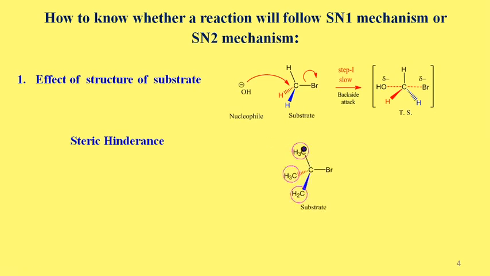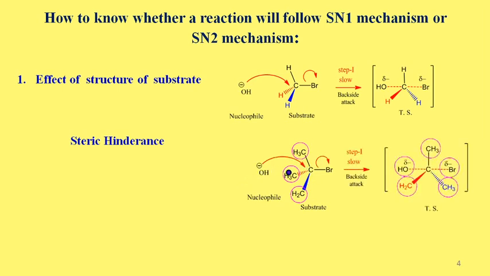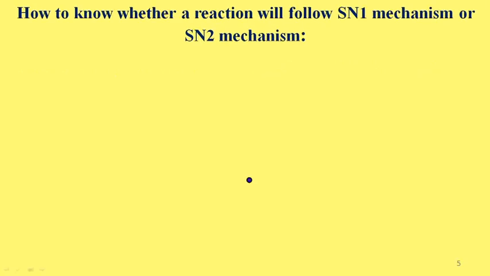As the steric hindrance increases, the backside attack of the nucleophile becomes more difficult, and the transition state becomes more crowded. Generally, in the SN2 mechanism, as the nucleophile approaches from the backside, less steric hindrance favors the SN2 mechanism, while when the steric hindrance increases, the rate of SN2 reaction decreases.